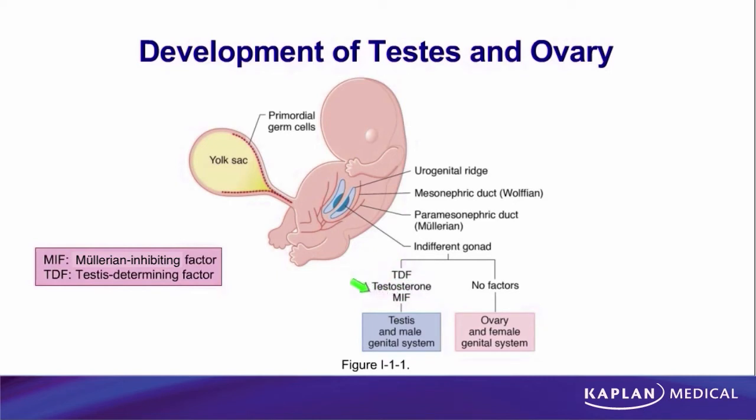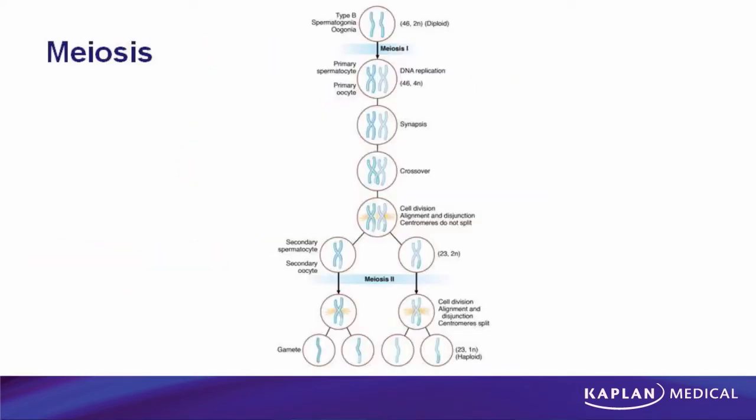Okay, so now we have a gonad, and so we have to see how that gonad is going to give us gametes. Now, the production of gametes, or gametogenesis, occurs through a process of cell division called meiosis.